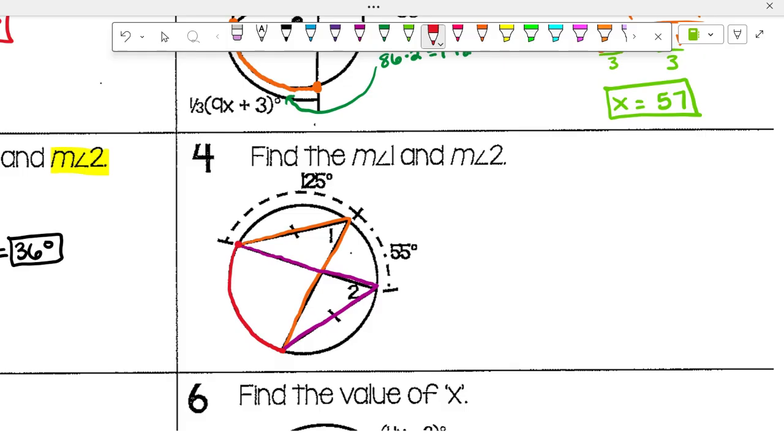Now, something that we need to note, let's figure out a plan of attack. So we know angle 1 is going to be congruent to angle 2, but we can't find those angle measures until we can find what this arc measures. So what else do you see in this picture besides the other two arcs labeled? What's congruent?